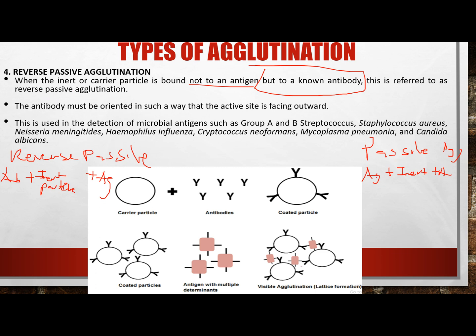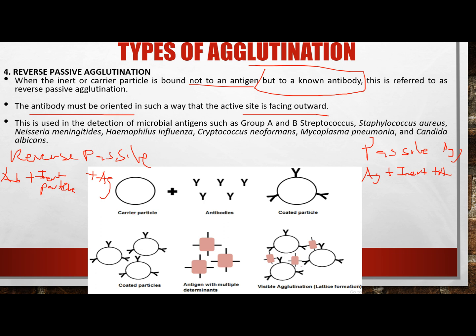So instead of having an antigen bound to an inert particle, in reverse passive, class, you have an antibody bound to an inert particle. Now the antibody must be oriented in such a way that the active site is facing forward. This is used in the detection of microbial antigens such as group A and B strep, Staph aureus, Neisseria meningitidis, Haemophilus influenzae, Cryptococcus neoformans, Mycoplasma pneumoniae, and Candida albicans.